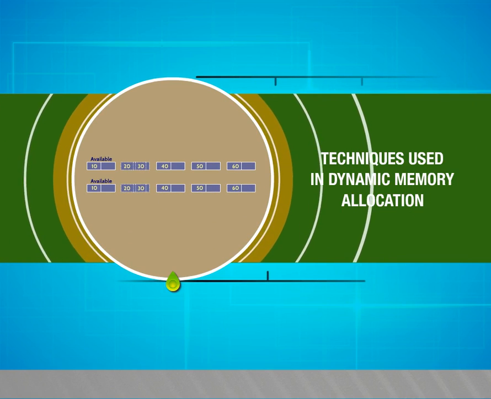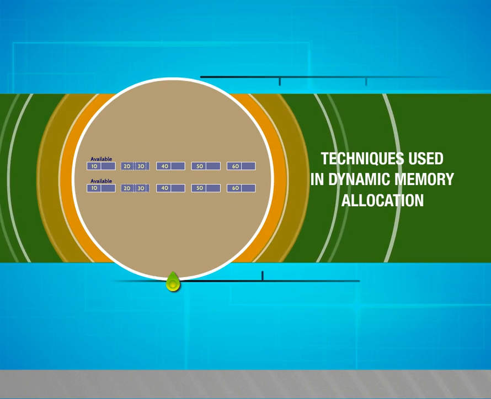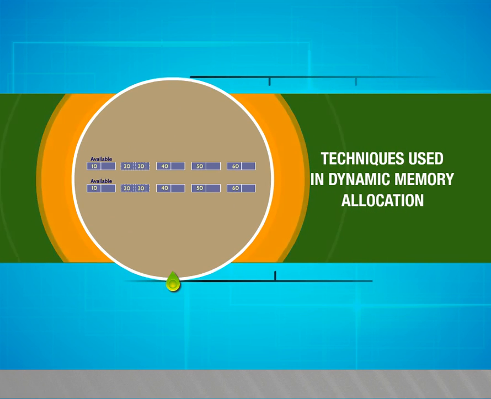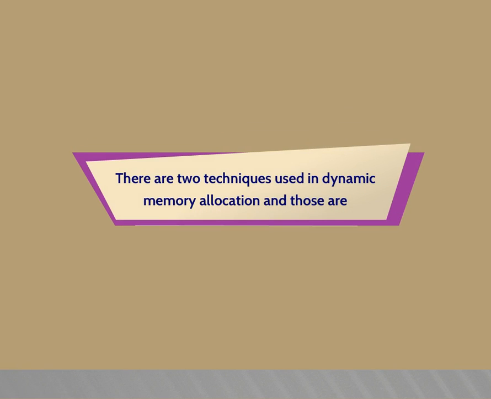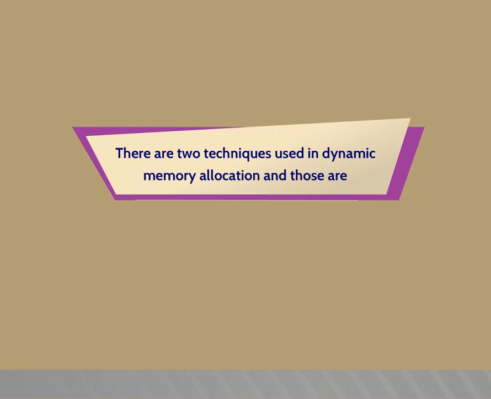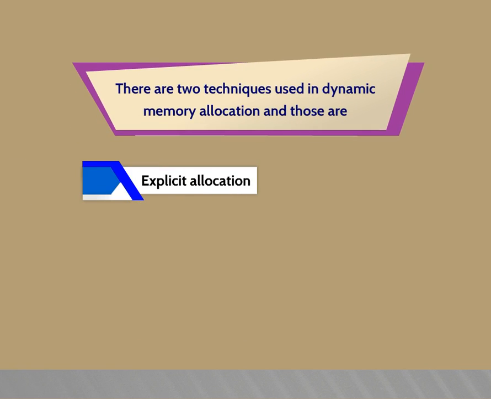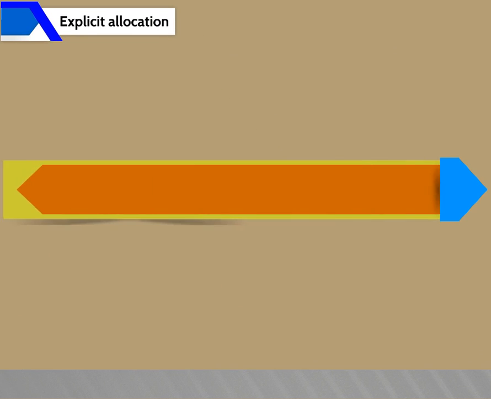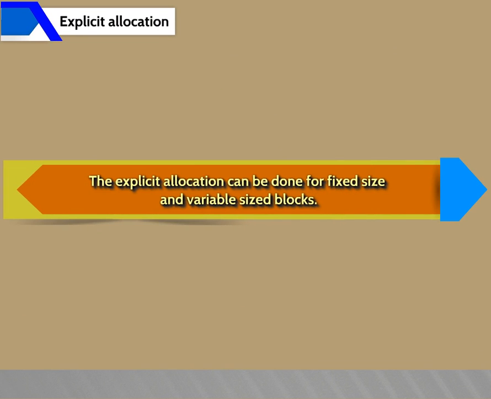Techniques used in dynamic memory allocation. In this video, we are going to see about techniques used in dynamic memory allocation. There are two techniques used in dynamic memory allocation, and those are explicit allocation and implicit allocation. The explicit allocation can be done for fixed size and variable sized blocks.